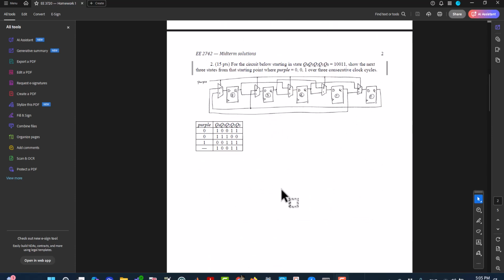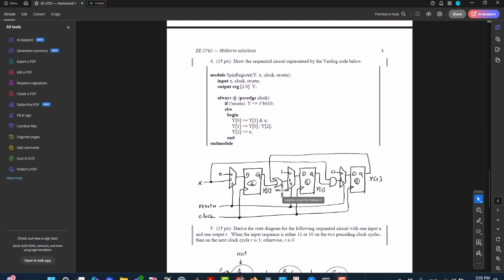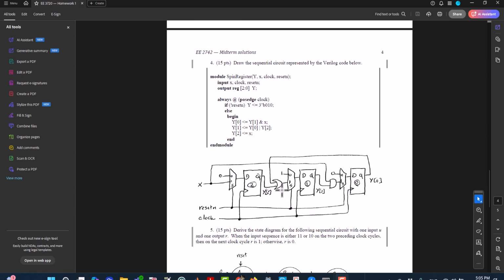Okay, so let's take a look at going from the Verilog to drawing a circuit, and we're going to do one of these of our own in a little bit. But here you're given the Verilog, and these are the solutions that you already have online. How would you come up with drawing this circuit?